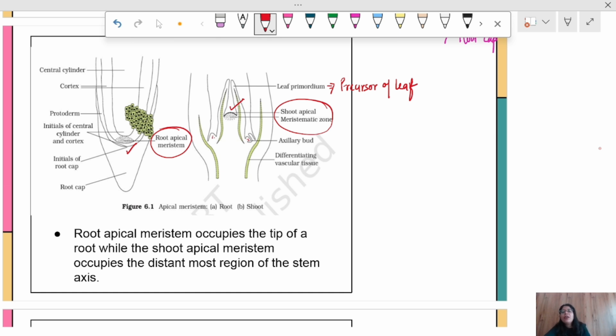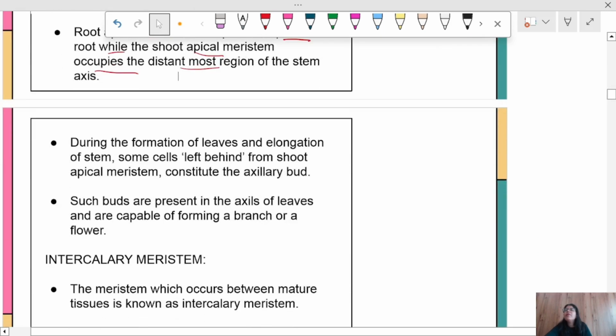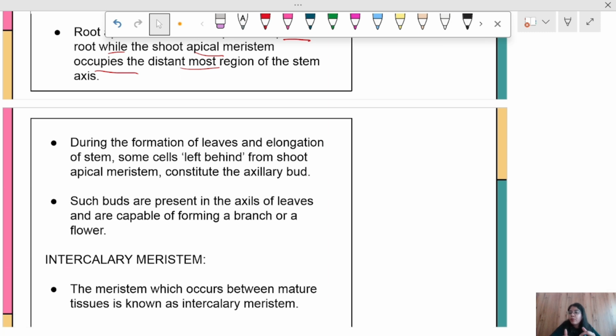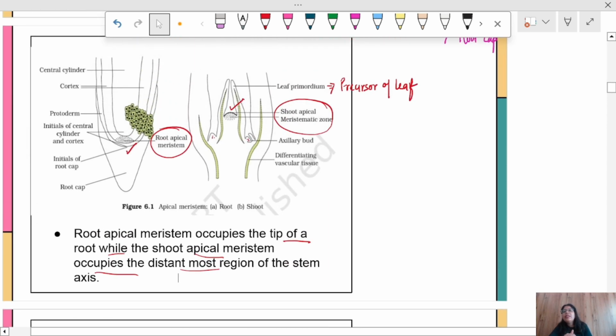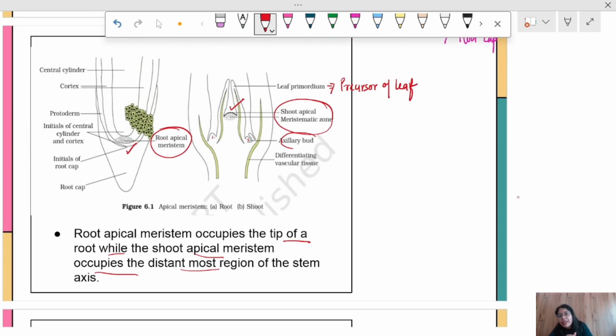Now root apical meristem occupies the tip of the root, while the shoot apical meristem occupies the distal-most region of the stem, that is the shoot tip. Understood? Now they have mentioned that during the formation of leaves and elongation of stem, some cells are left behind from the shoot apical meristem and they will constitute the axillary bud. So in the figure they have shown axillary bud. Can you see it in this diagram? What's the meaning of this axillary bud?